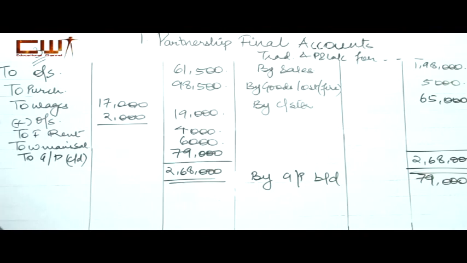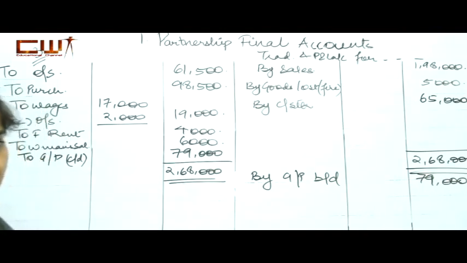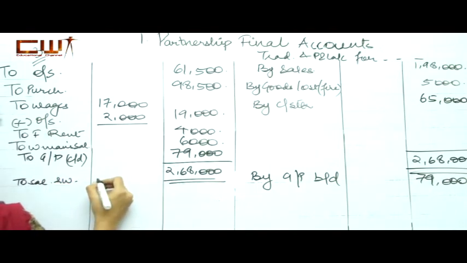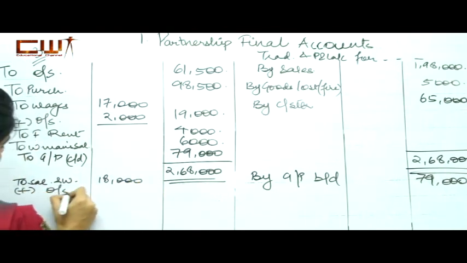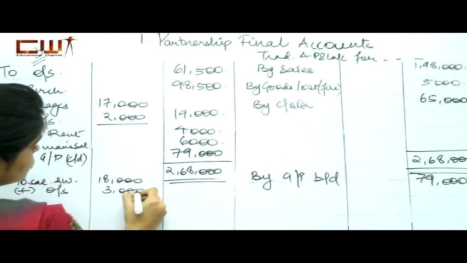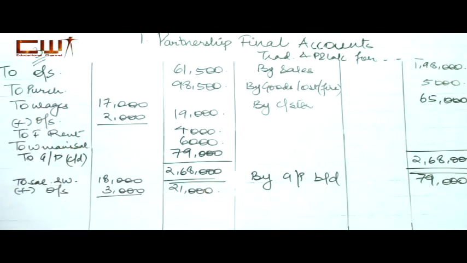Right? Now start writing the expenses of the profit and loss account. First you have the salaries and wages. Salaries and wages of 18,000. With that you have the adjustment of 3,000 as outstanding. To salaries and wages, how much? You have 18,000, right? Plus outstanding, how much you have? 3,000. So total is 21,000, right? What is next?